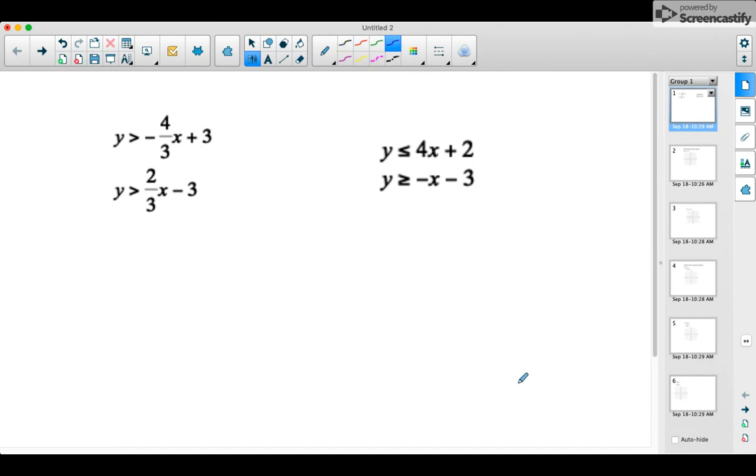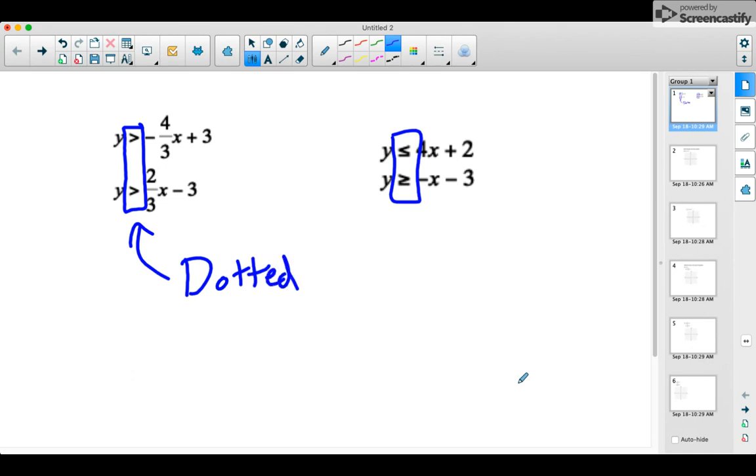You're looking at your equations, looking at these symbols. Those symbols tell me whether I'm dealing with dotted or solid. Anything that doesn't have an equals bar underneath, like these two, I'm going to graph with a dotted line, because technically what this is saying is the equation can get super close to y, but it actually can't be the same thing. So the line doesn't exist, but we need something to graph our system with, so we make it dotted just to show that.